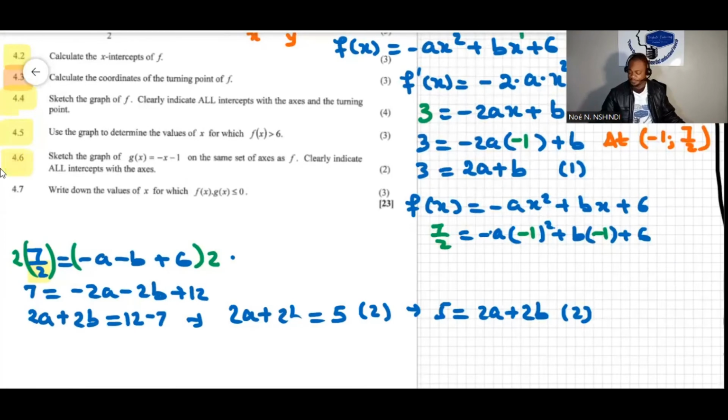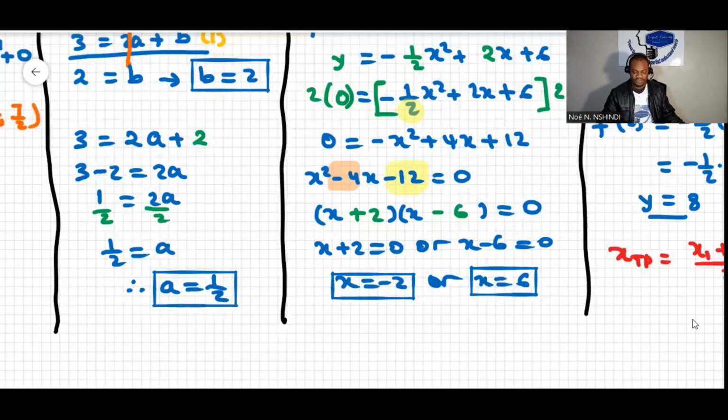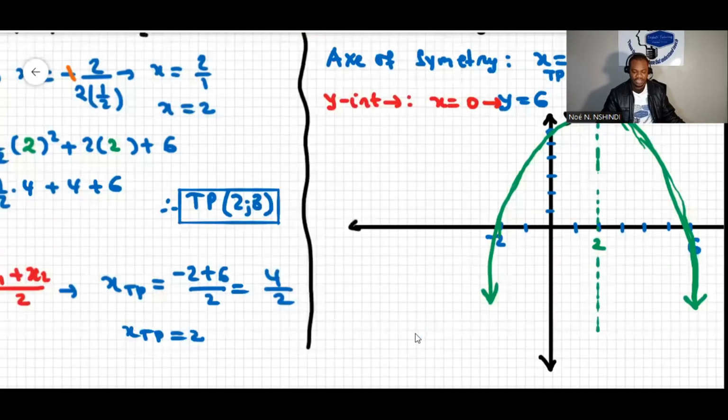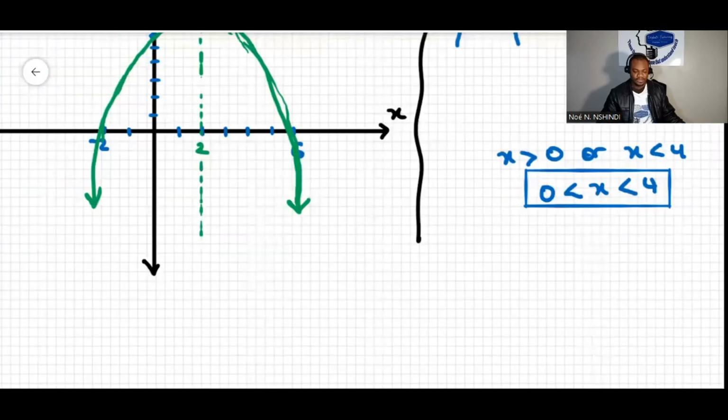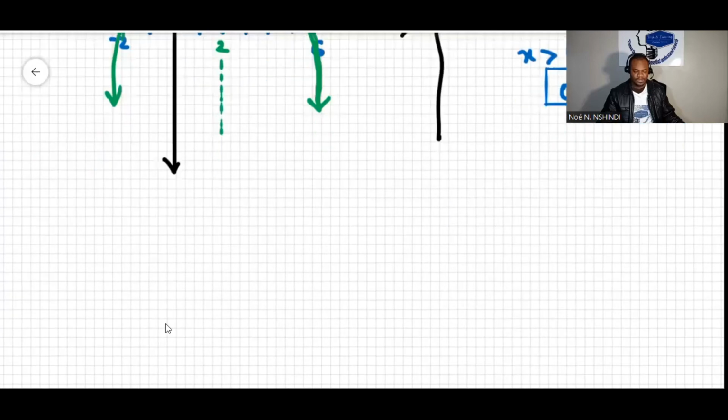The question says sketch the graph of g of x, which is given by negative x minus 1, on the same set of axes as f, clearly indicating all intercepts with the axes. We have another line here, g of x given by negative x minus 1, on the same set of axes as f of x. I prefer to write it here.